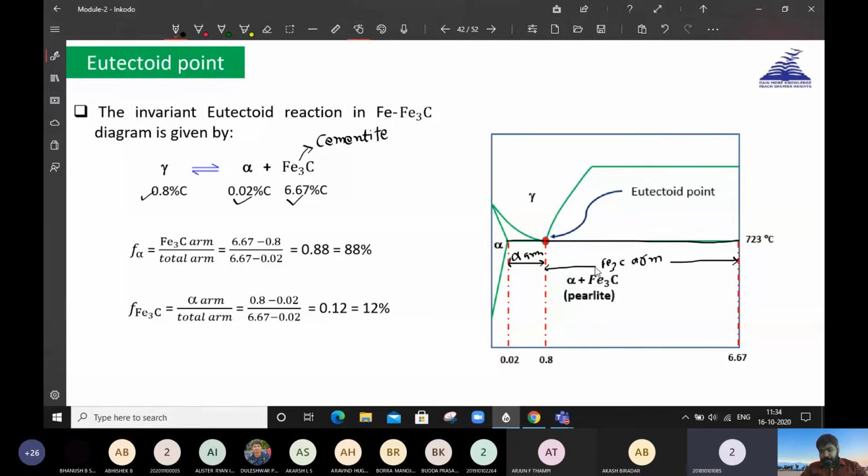No, from here to here, you just tell me in terms of composition. From this point to this point, what will be the distance? Look, this is 0 and this is 6.67. So this distance is 6.67. When you subtract this distance from the total, you can get this one. Now tell me, what will be this distance?